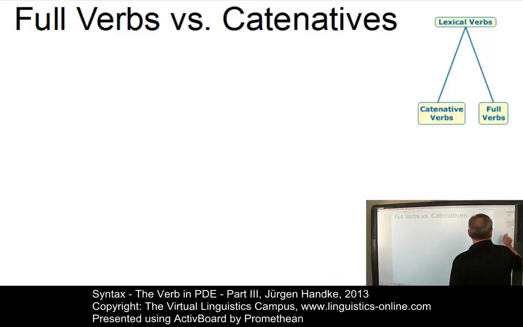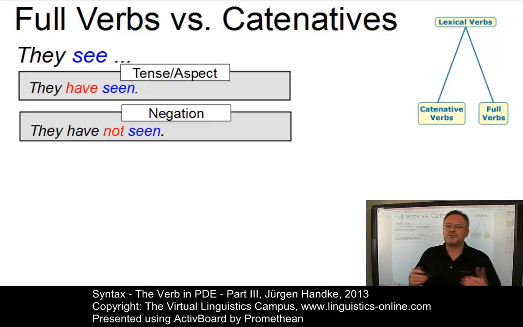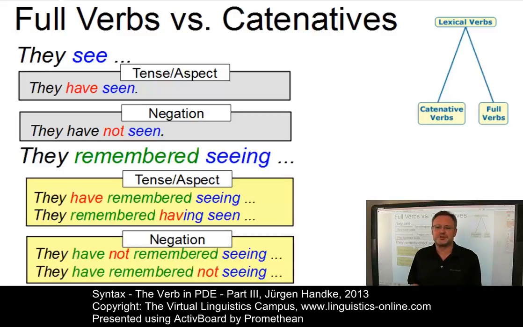In a sentence with a full verb, we only have one option to do this. We insert an auxiliary verb, have, in front of the verb. And in the case of negation, we attach not to the auxiliary. They have not seen. In a catenative construction, we have several options to do this. For example, we can transform the sentence into they have remembered seeing or they remembered having seen. So we have two options of inserting the tense aspect marker. Or in terms of negation, they have not remembered seeing, they have remembered not seeing. Two options of inserting the negative particle not.